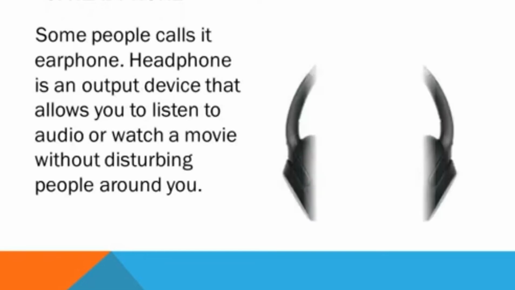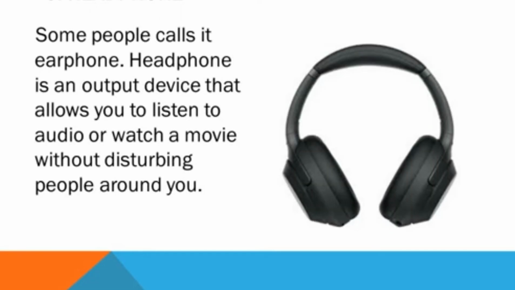Another one that we're going to be looking at today is the headphone, but some people call it the earpiece or earphone. Now, the earphone is an output device. It allows you to listen to audio or to watch a movie. Most of us who love cartoons use it to watch a movie without disturbing people around you.